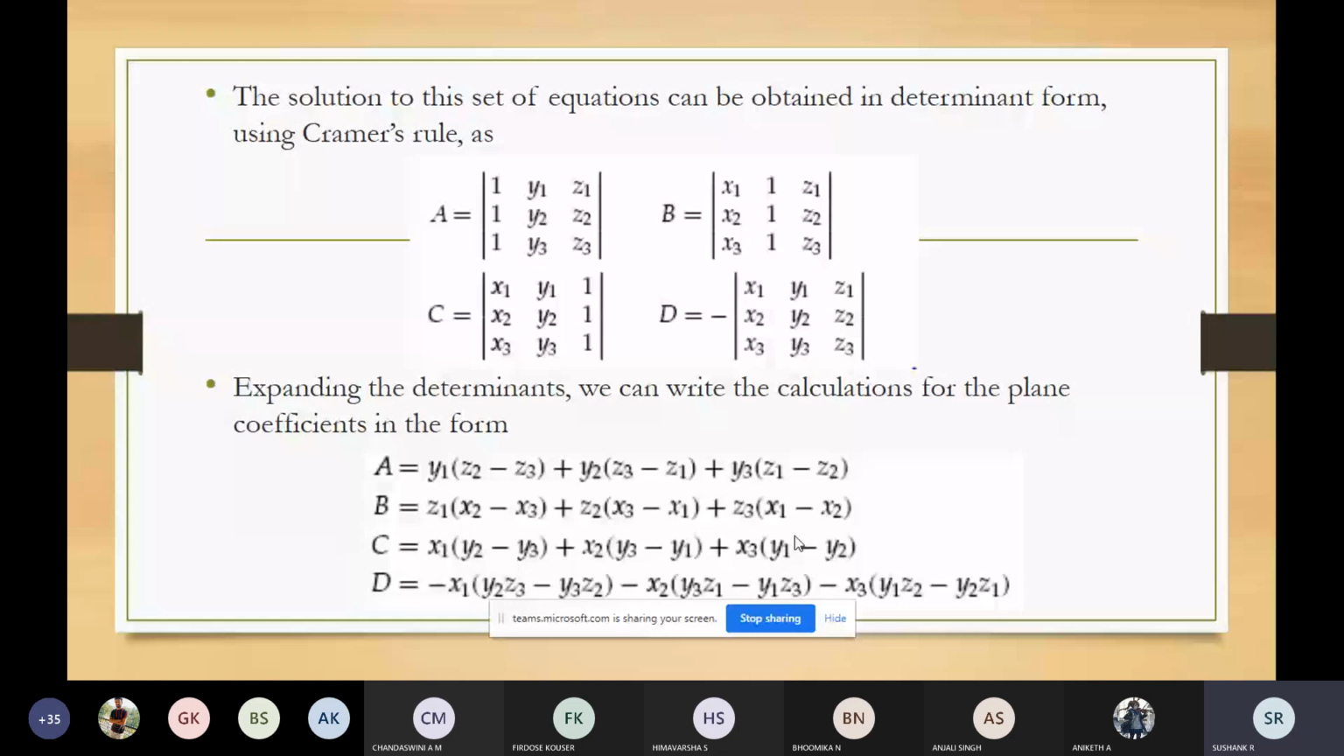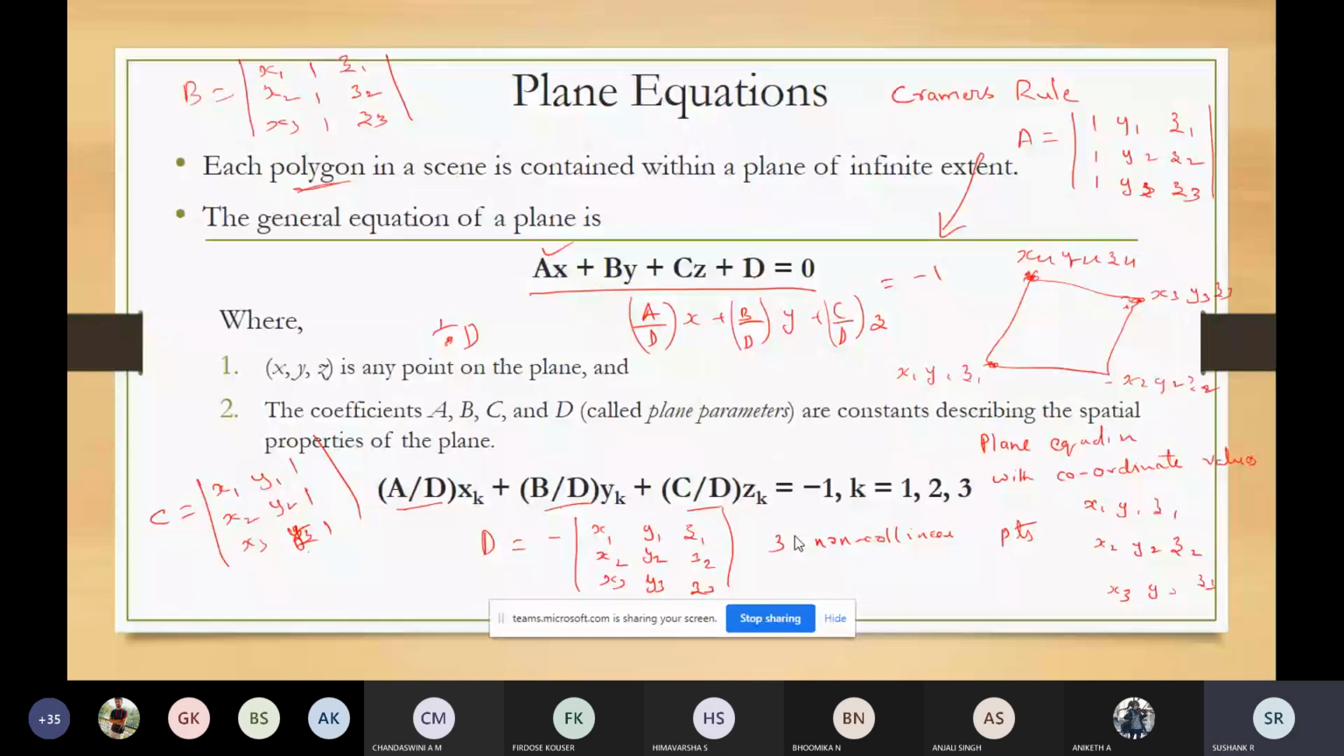The equation of a plane is represented by ax + by + cz + d = 0, where x, y, z is a point on the plane, and a, b, c, d are the coefficients. You can obtain the values of a, b, c, d by solving the plane equations using coordinate values for three non-collinear points in a plane.